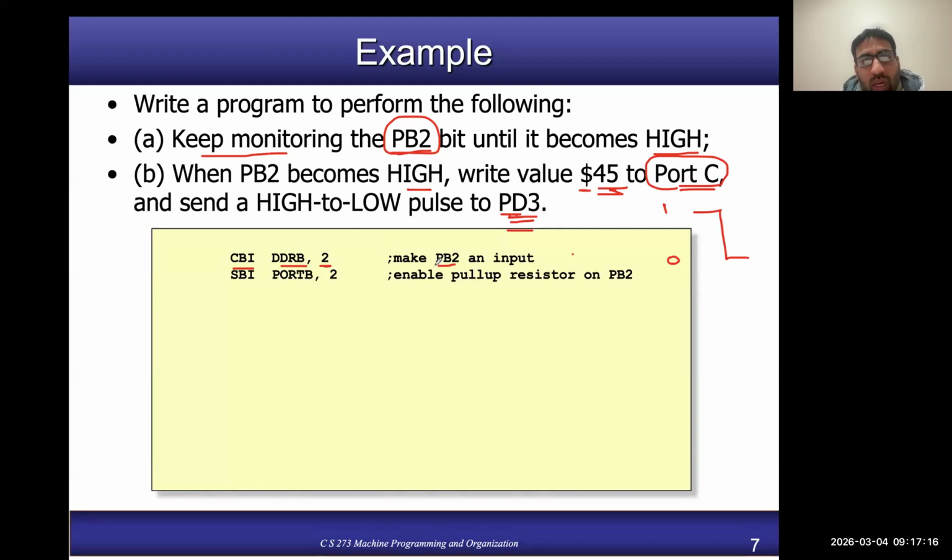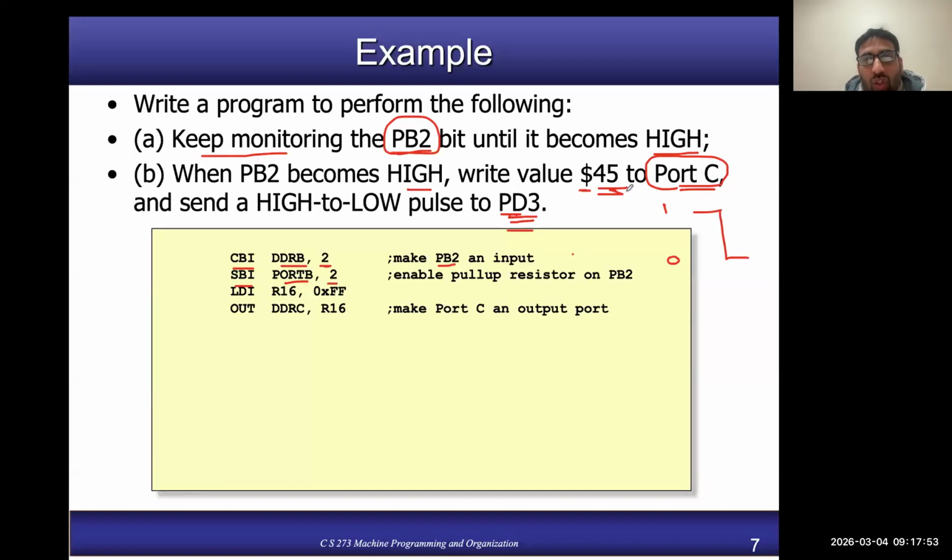Now since we are using it as an input pin, we also want to enable its pull-up register. And if you remember from the previous lecture, we can enable the pull-up register by writing a value of 1 in the PORTB register, right? But we want to enable the pull-up register only for pin 2 on the port B. And how can we do that? By using the SBI, set IO bit, at the index 2 of port B, right? So now we have enabled the pull-up register.